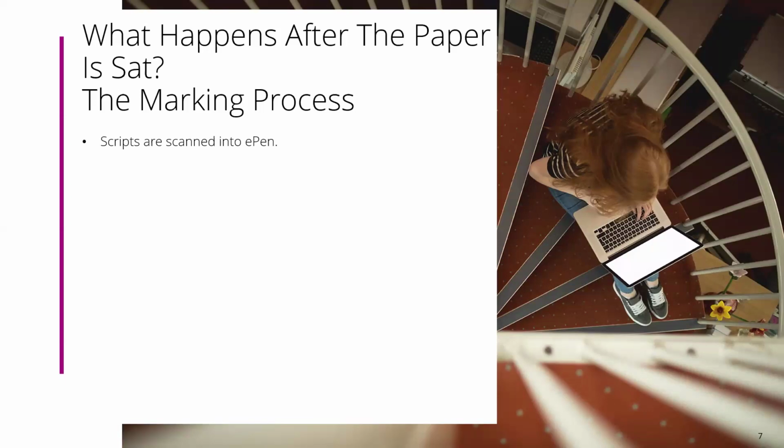So the paper is sat by students, it gets scanned into the ePen system, and at that point, the marking team will start work. So I will have a team of markers, usually with a team leader or 2 who has markers working for them. And the first thing they do, once the papers become available in ePen, is to start what we call familiarization marking. What I ask my markers to do is to mark about 15 responses for every question.